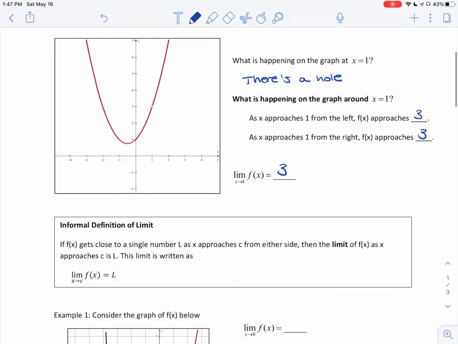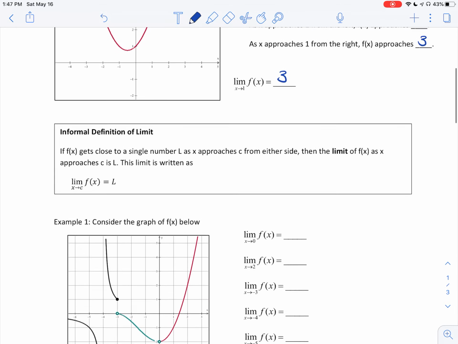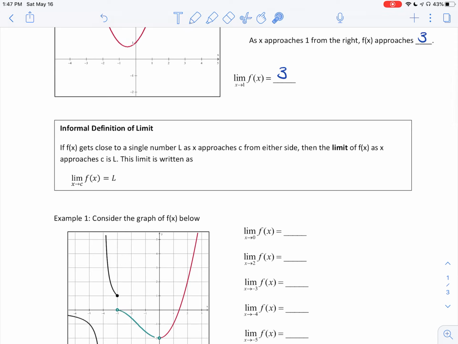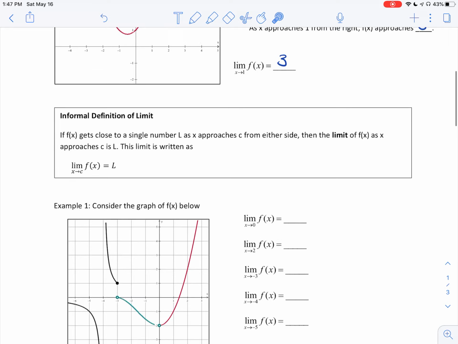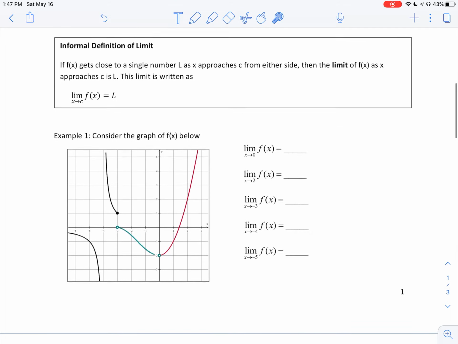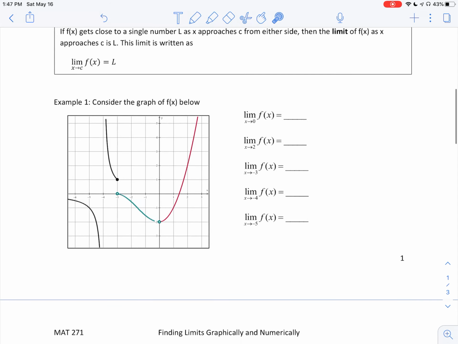All right, so more generally, we would say that the limit as x approaches c of f of x is equal to L if our y values are approaching L as our x values are approaching c. So let's take this concept of a limit and let's apply it to this next set of examples.